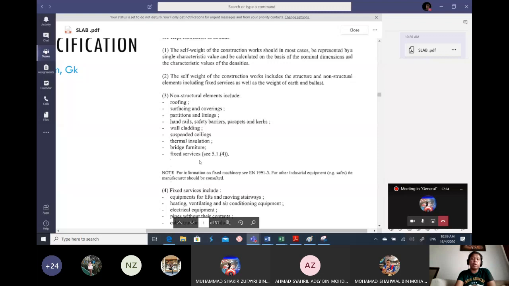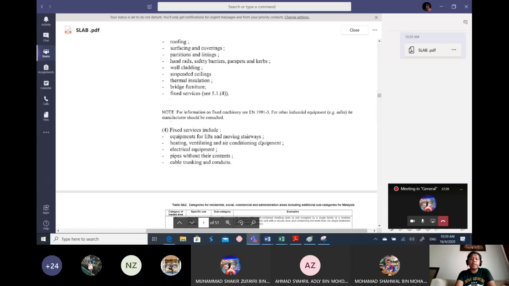Okay, fixed services include equipment for lifts and moving stairways, heating, ventilation and air conditioning equipment, electrical equipment, part without their content, okay, cable trunking and conduit, itu adalah services. Okay, so selama ni saya bagi contoh dalam kelas, okay, ada chilling and services. Tak tahu services tu apa, tu adalah services, contoh dia. Okay.